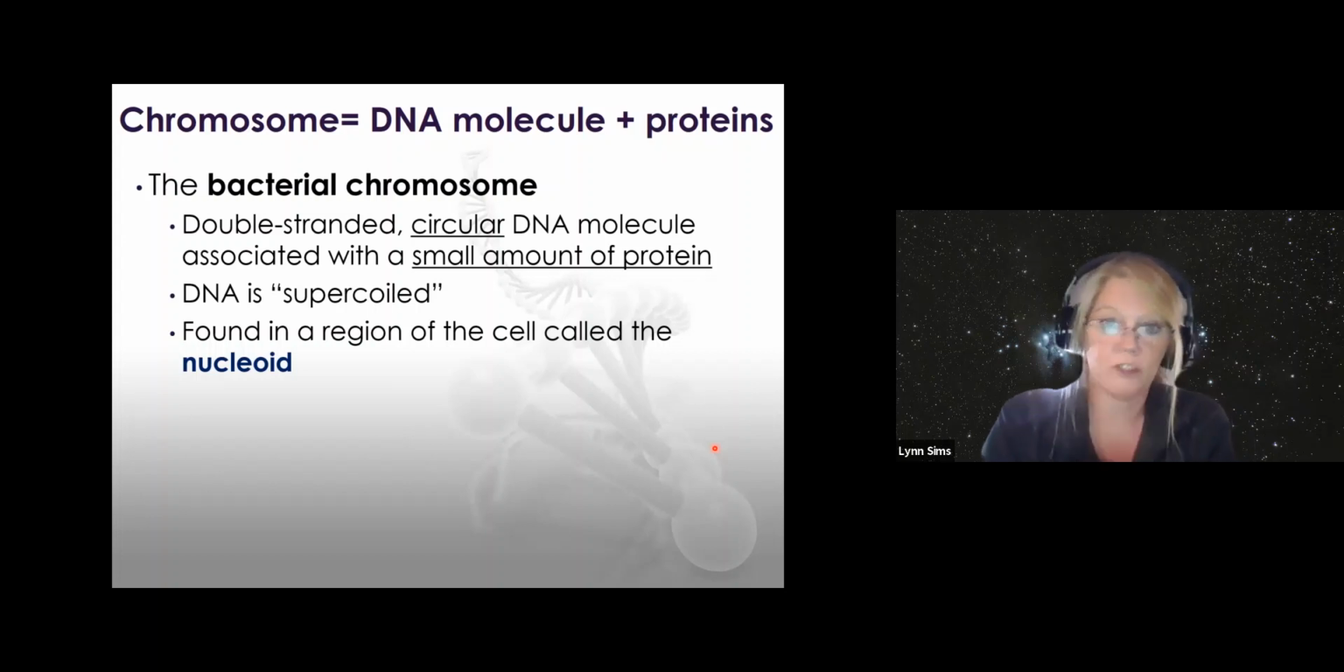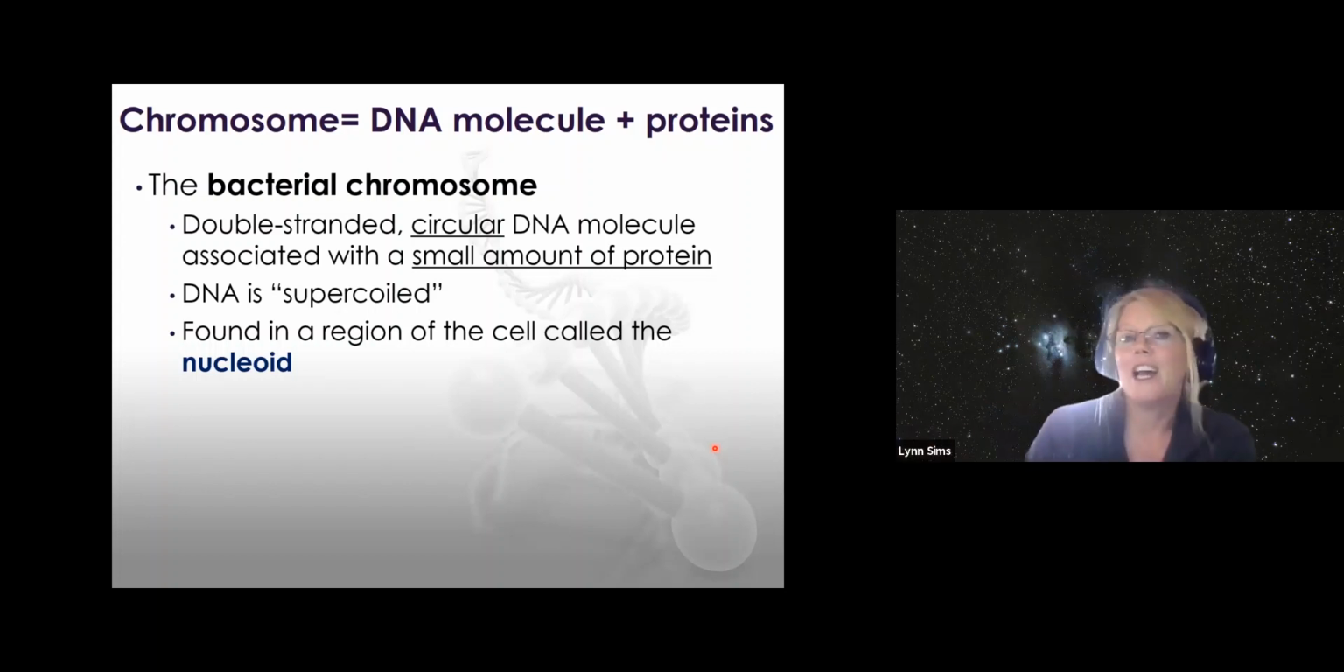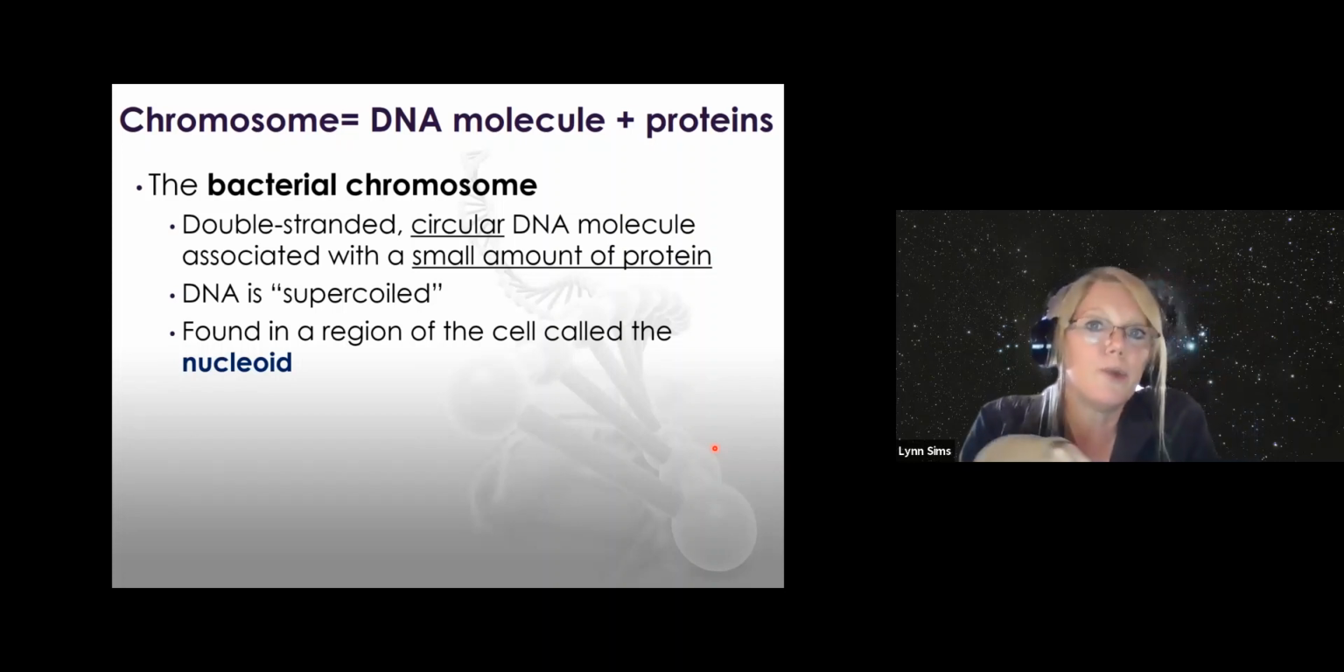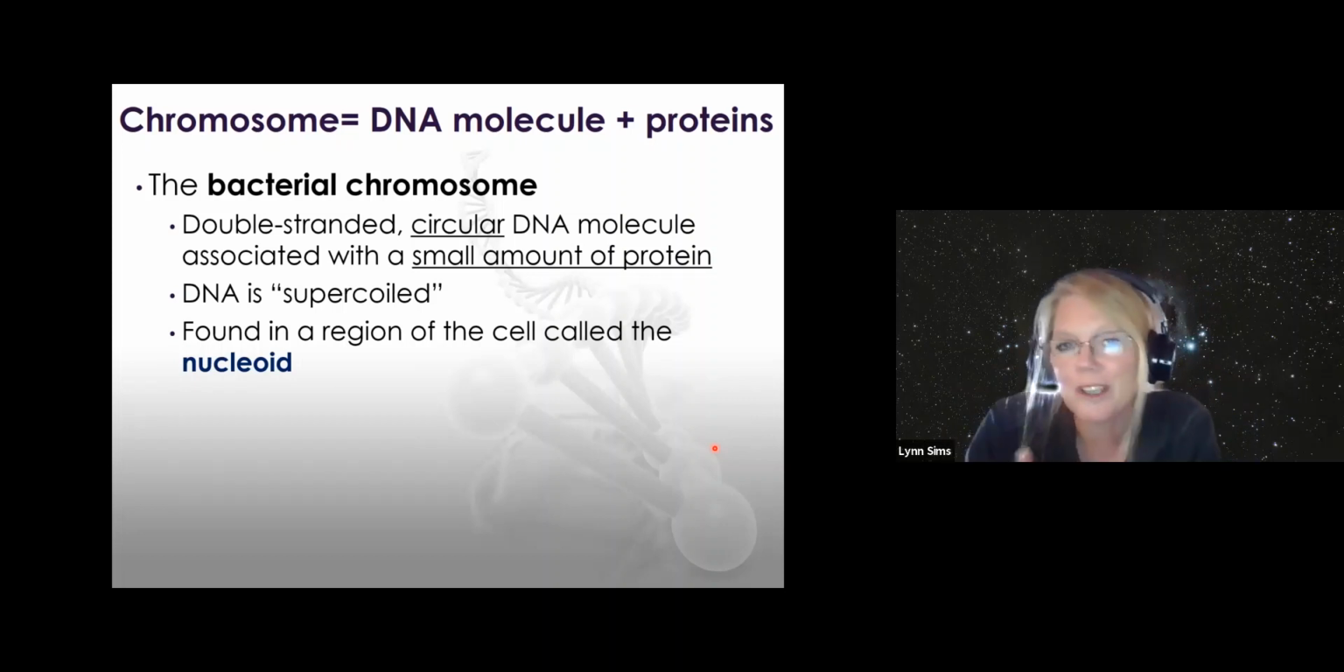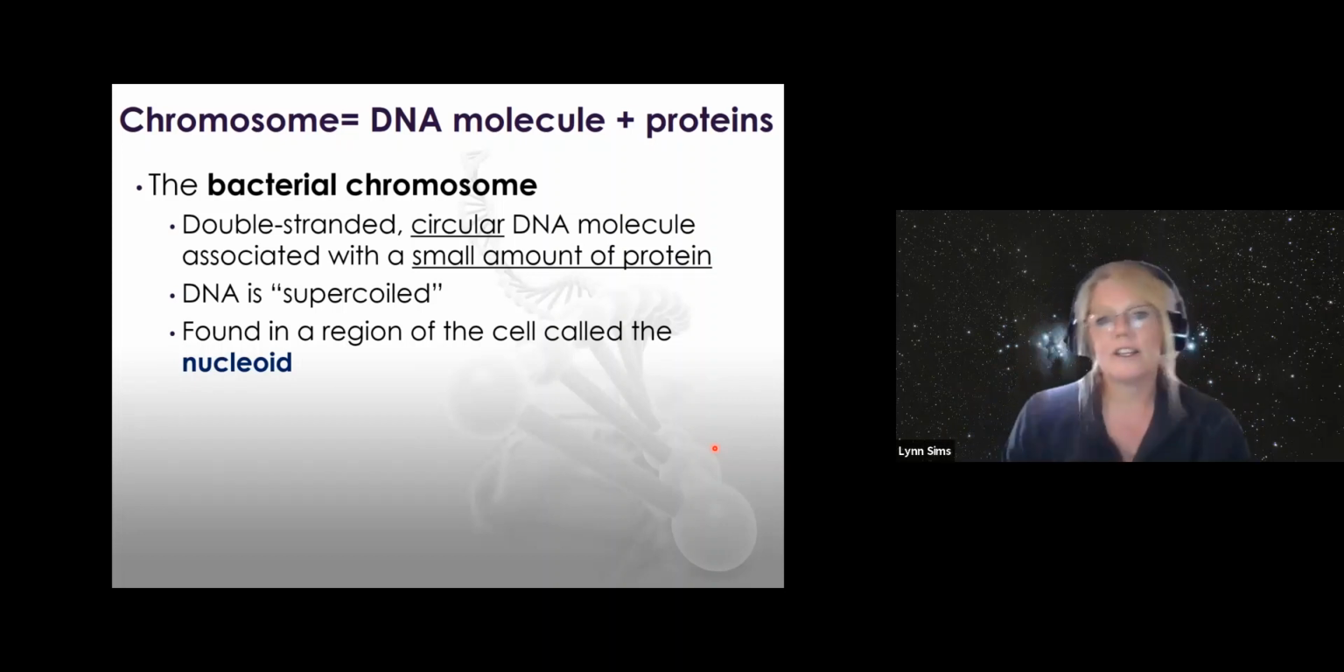So remember, bacterial chromosomes are circular, and they are associated with a small amount of protein, but not as much as eukaryotes. In prokaryotes, remember, the DNA molecule is circular and it's smaller. It's usually supercoiled and compacted, but not associated with as many proteins. And remember, it's located in what's called the nucleoid region. There's no nucleus in these types of cells, so it's just in a region where the supercoiled DNA is.